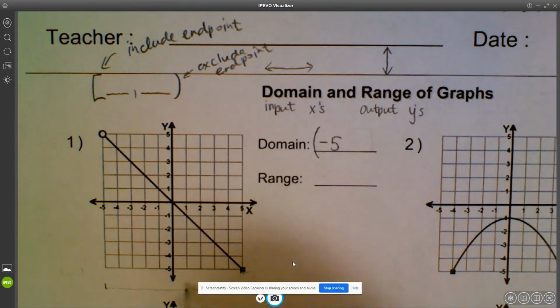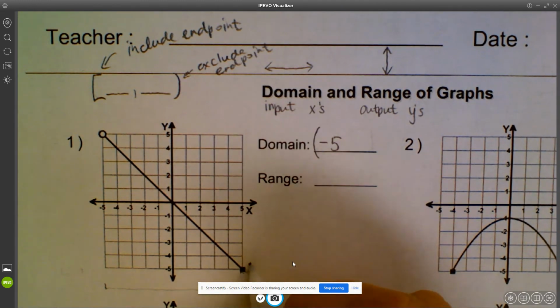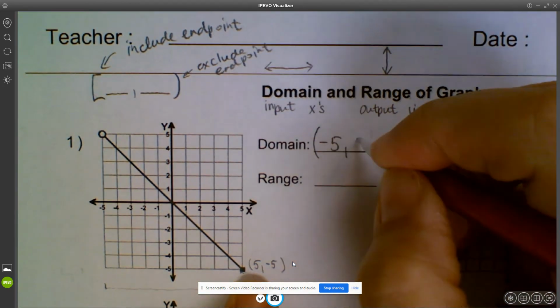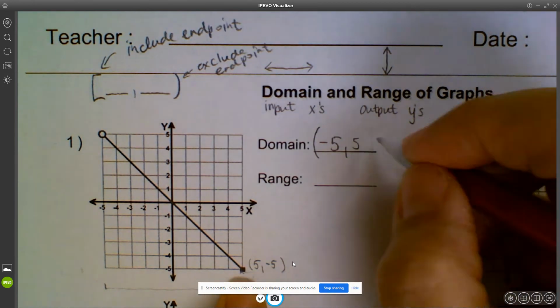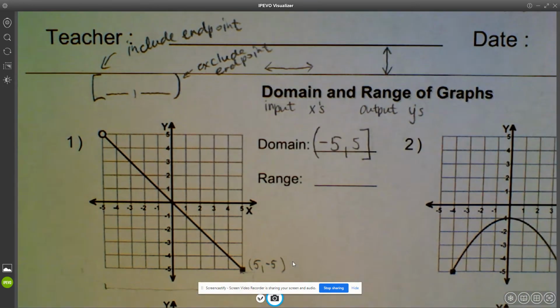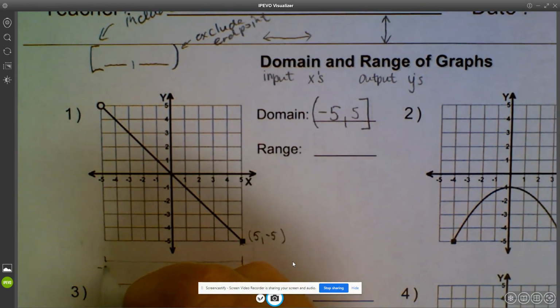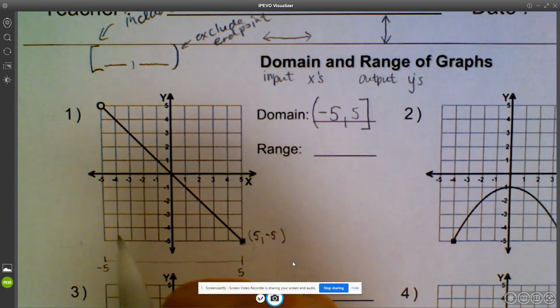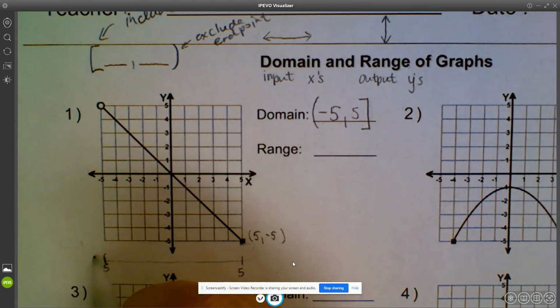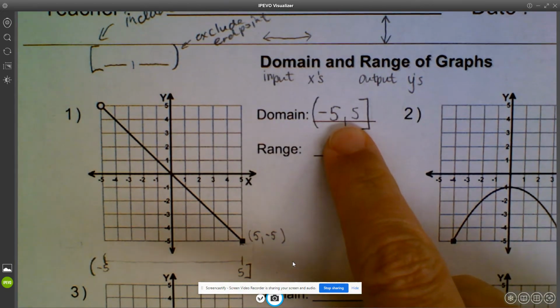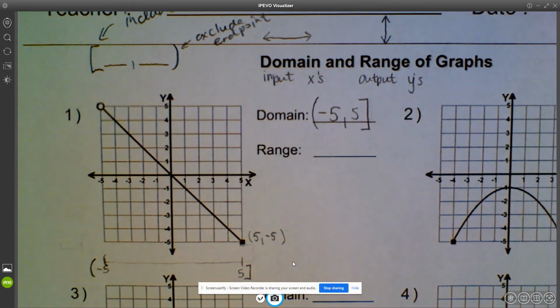How far to the right does this graph go? Well, it goes all the way out here. This is the ordered pair (5, -5). So the farthest x coordinate is 5. And I do touch the 5, so I'm going to put a bracket there. One thing that I showed my other classes was this one goes from -5 to 5. We do not touch here, so we can put a parenthesis. We do touch here, so we put a bracket. And that leads us to this interval.